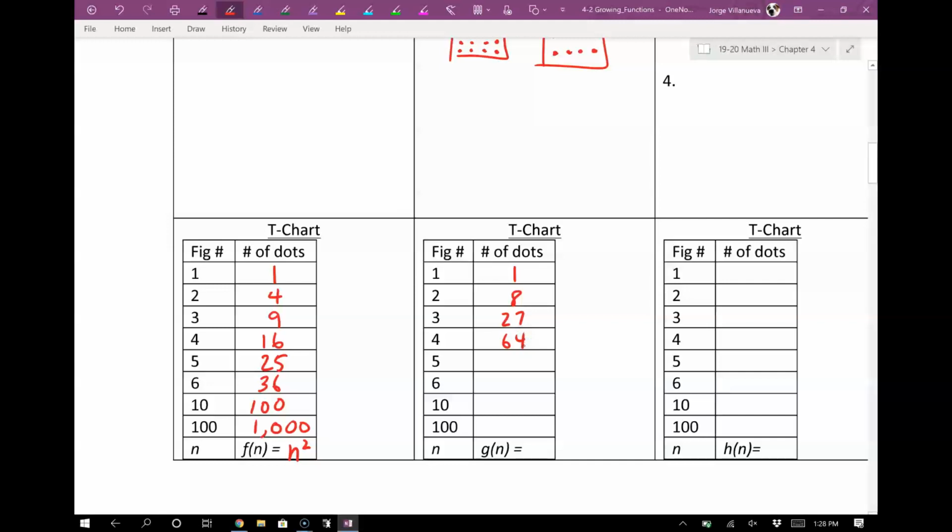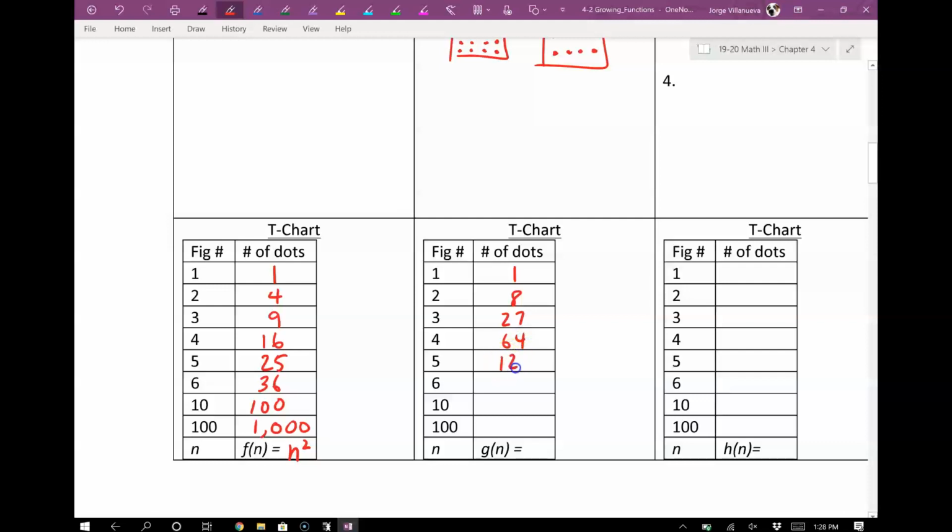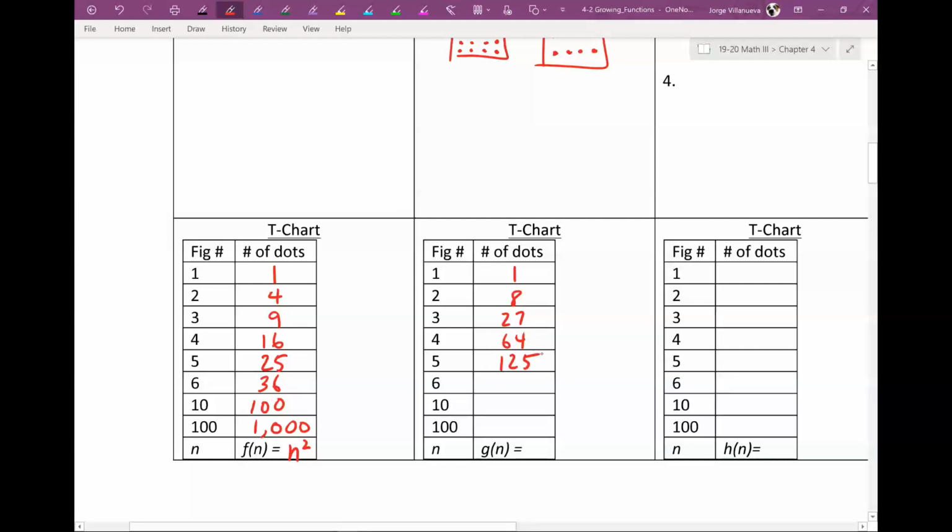For 5, does anybody know what it's going to look like in turn? 125, right? 125. And for 6? 216, right? So what are you doing to the number?